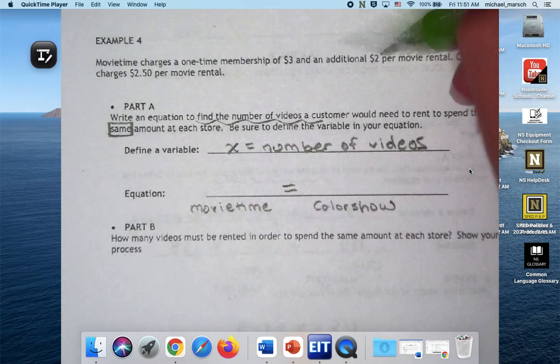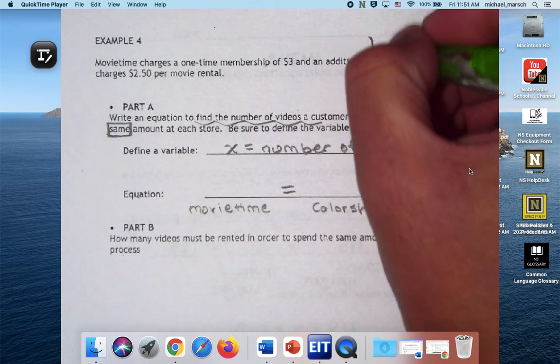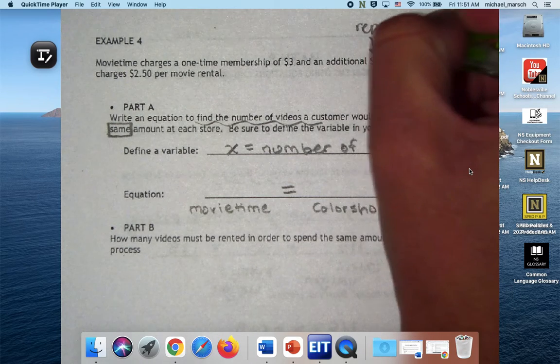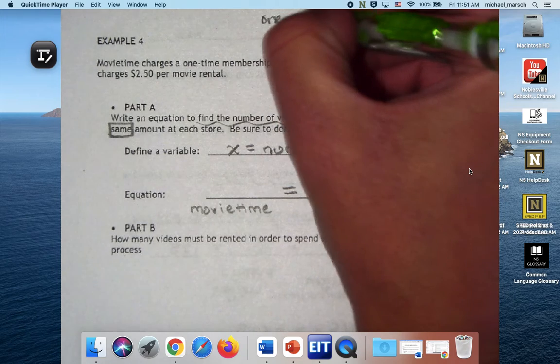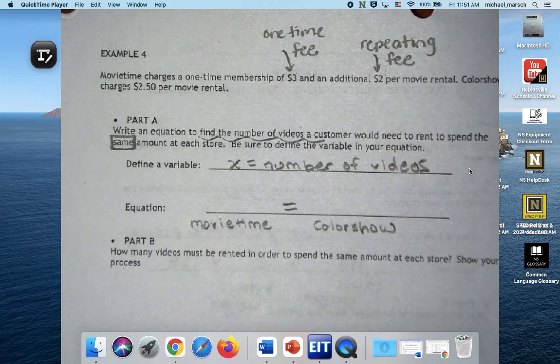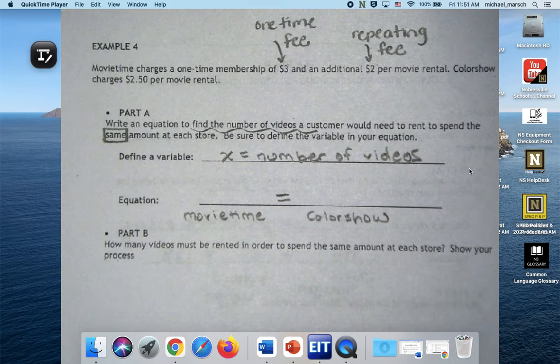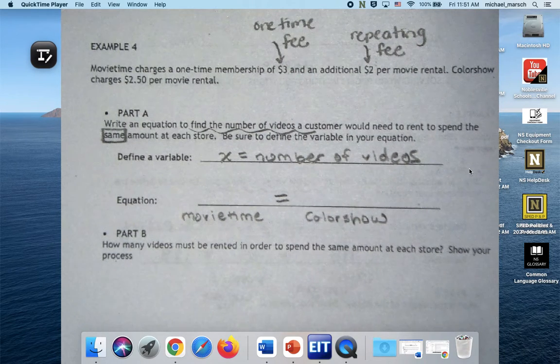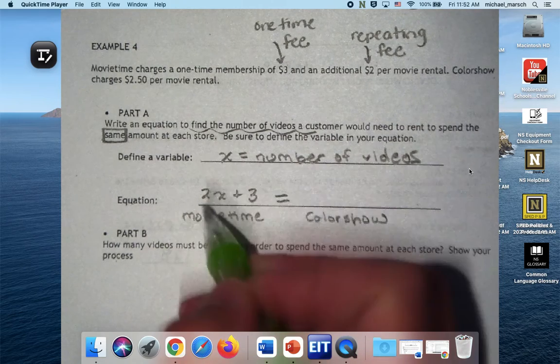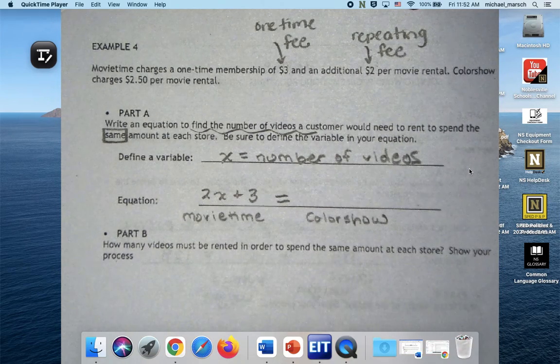Which of these for movie time is my repeating fee? $2. Yep, let's label it. $2 per movie. And then we have a $3 one-time fee. Spend it once, you're a member for life. So what expression could I create to show $2 per movie plus $3? Gianna? 2x plus 3. Sure. $2 per movie plus the $3 one-time fee.